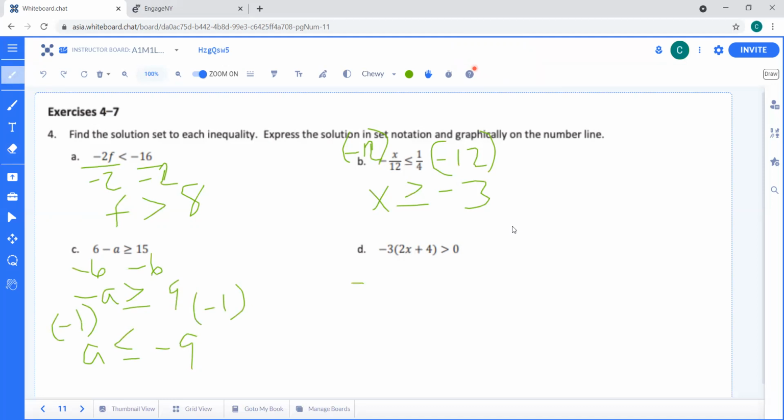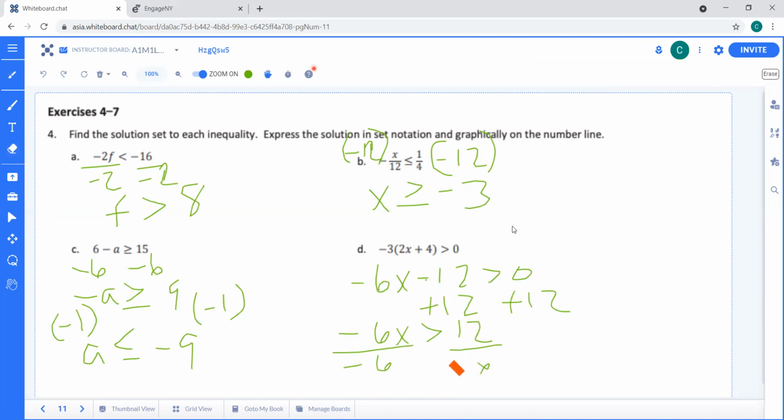So this would be a -6x plus, actually it's going to be a -12. It's greater than 0. Add 12 to both sides. -6x is greater than 12. Divide by -6. Divide by -6. Since I have divided by a -6, I got to flip my sign. That's going to be a -2.